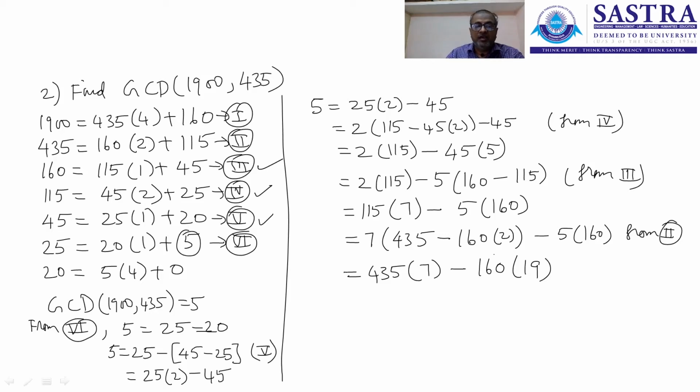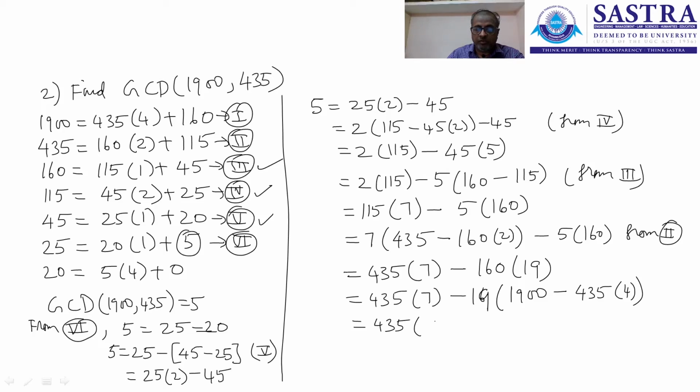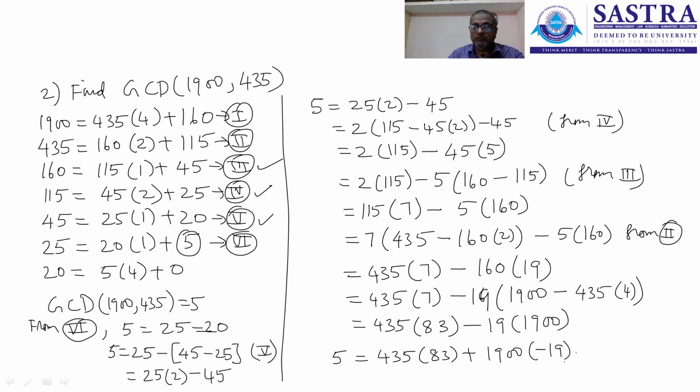Now I have to replace 160 using 1. So I will have 435 into 7 minus 19 into 160, which is replaced as 1900 minus 435 into 4. So now when I do it, I will have 435 into, this would give you 76, 676, so I will have 83 minus 19 into 1900. So I will have this part like this. 5 is equal to 435 into 83 plus 1900 into minus 19. This would give you the part ax plus by is equal to 5.